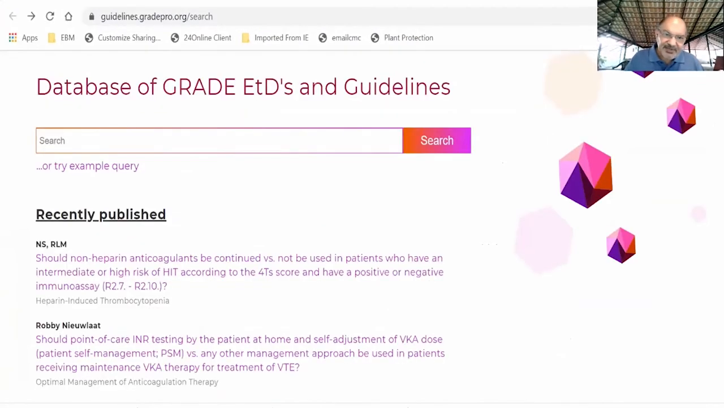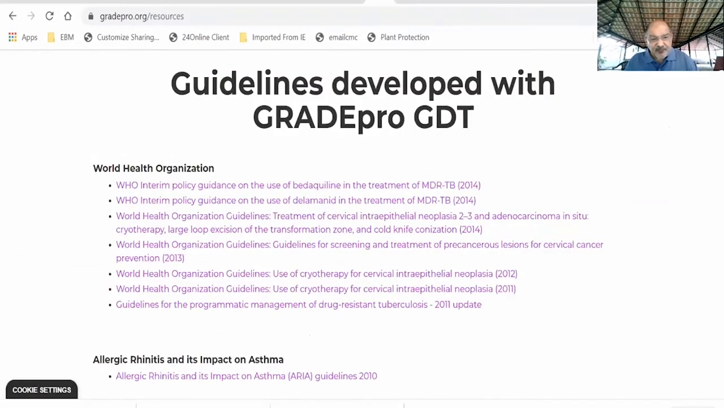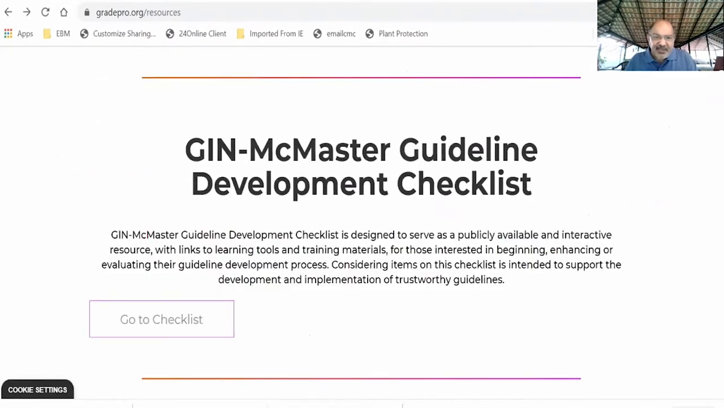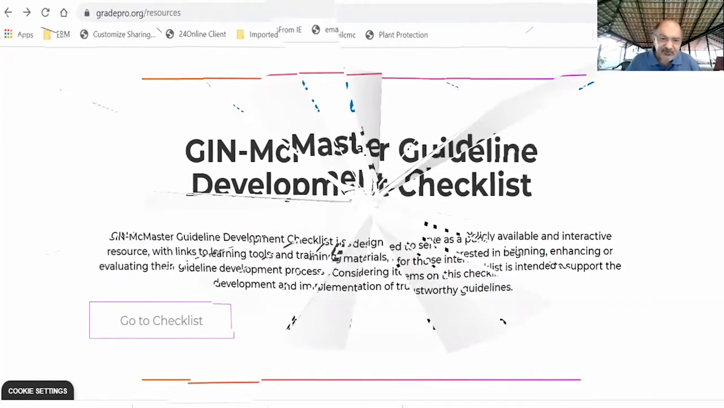You can look at the database of GRADE evidence to decision-making ones that they have actually recently published, and look at the guidelines developed with the GRADEpro GDT, and also download the checklist of the Guidelines International Network and McMaster University. So lots of resources that you can get.